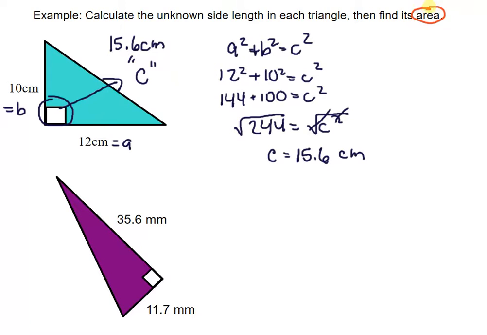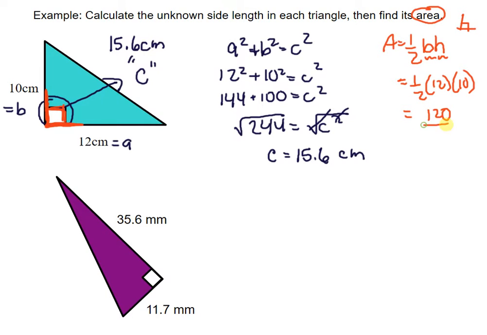Now, let's find its area. So what's important for the area is that when we look at the formula, half the base times the height, base and height must meet at 90 degrees. So if you're given the hypotenuse, you don't ever use the hypotenuse for the area. You have to use base and height. So this is going to be the base, this is going to be the height, and they're going to meet at 90 degrees.